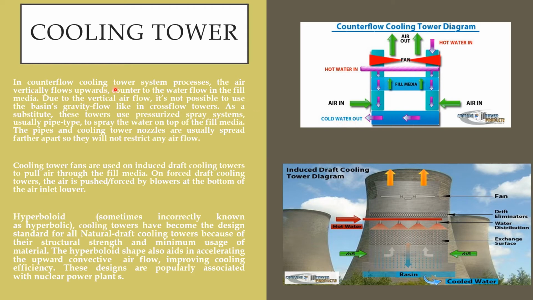In counterflow cooling tower system process, the air vertically flows upwards counter to the water flow in the fill media. Due to the vertical airflow, it is not possible to use the basin's gravity flow like in cross flow towers. As a substitute, these towers use pressurized spray systems, usually pipe type, to spray the water on top of the fill media. The pipes and cooling tower nozzles are usually spread farther apart so that they will not restrict any airflow. This is the induced draft cooling tower diagram.